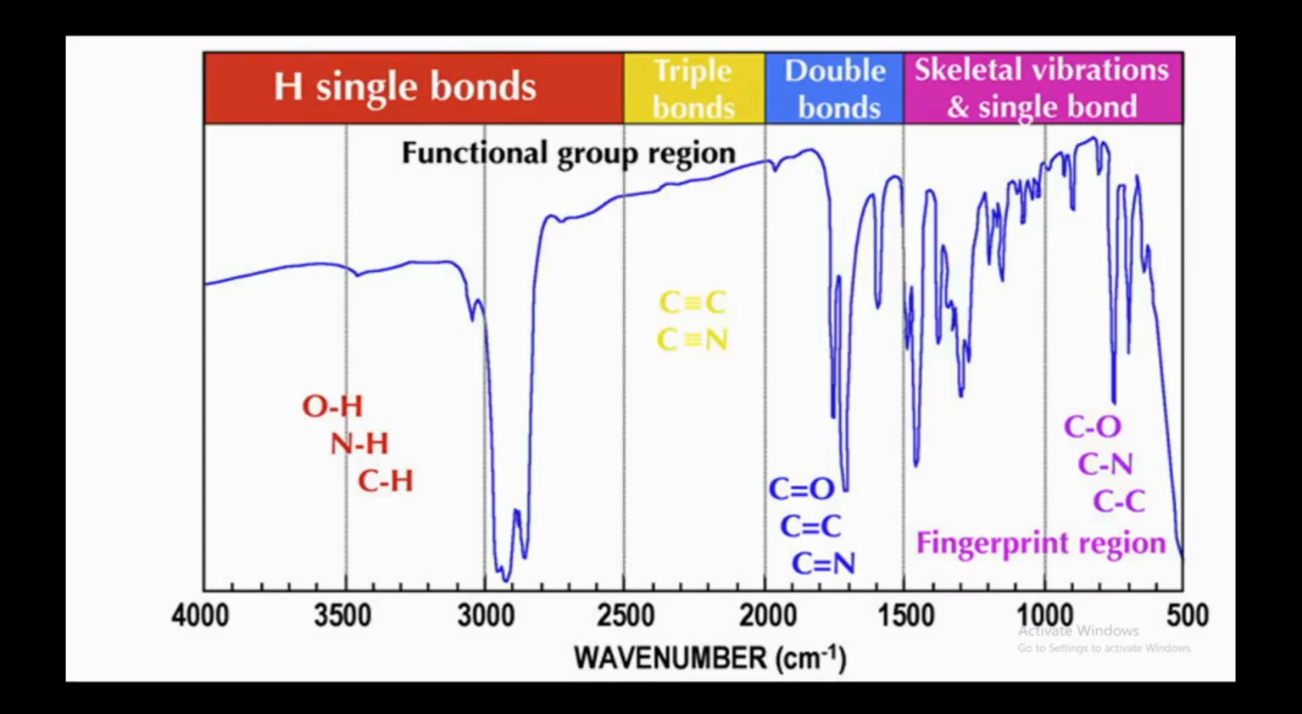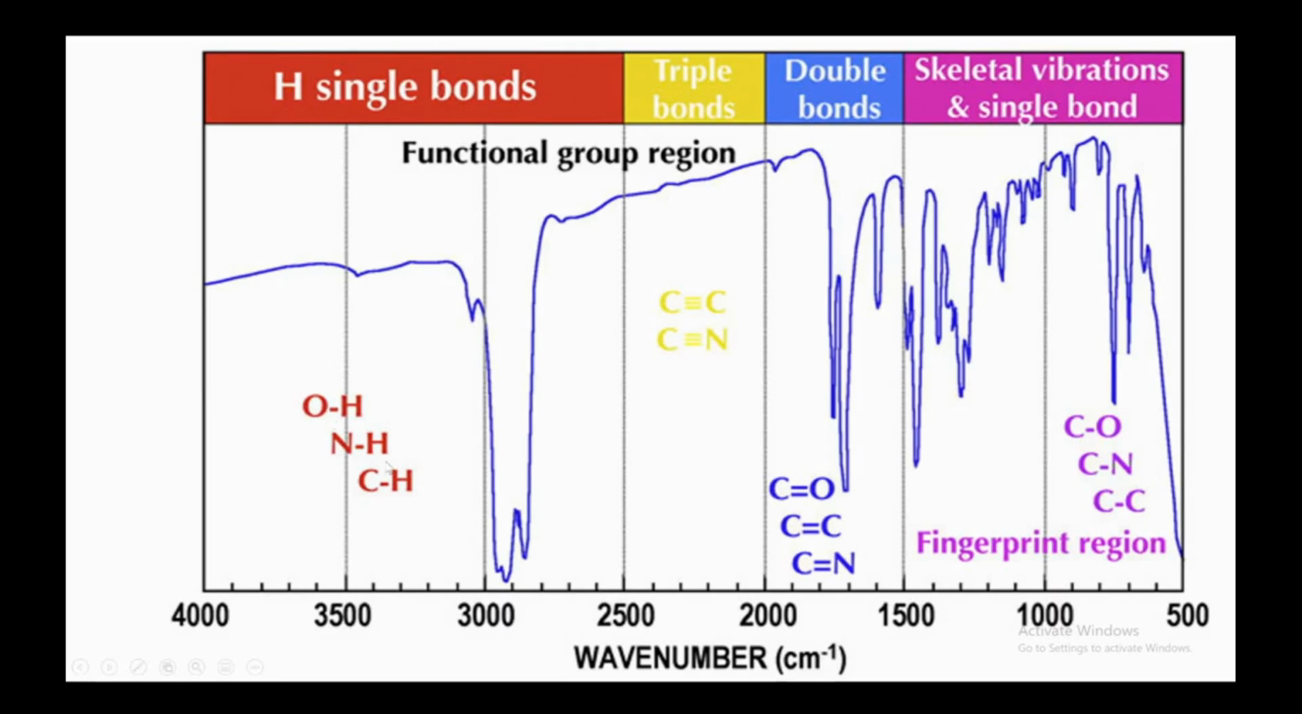I'm rephrasing what I stated earlier. The IR spectrum is divided into two big regions. One region is called the functional group region and the other is called the fingerprint region. The functional group region starts from 4000 and goes to 1500, and the fingerprint region goes from 1500 to 500. The functional group region gives you the idea about single bonds, triple bonds, and double bonds, and the fingerprint region gives you the idea about skeletal vibrations and single bonds.